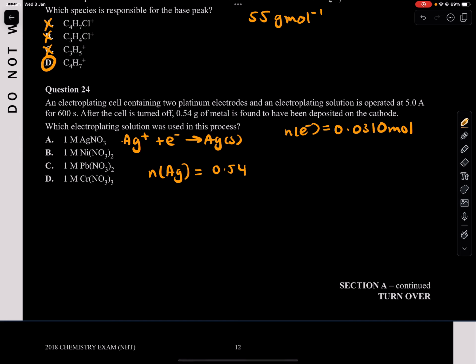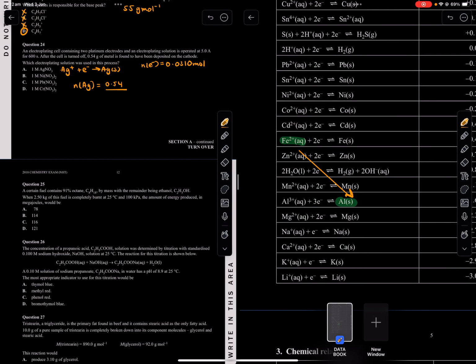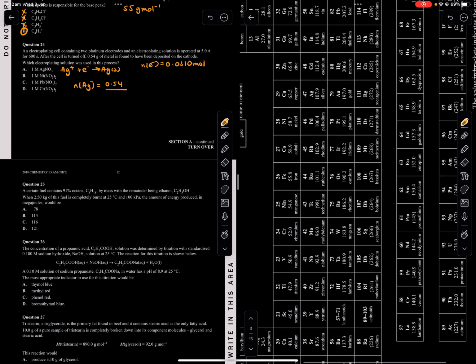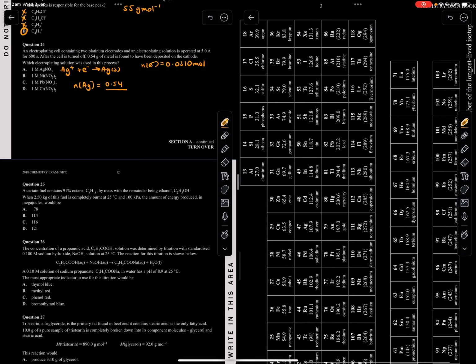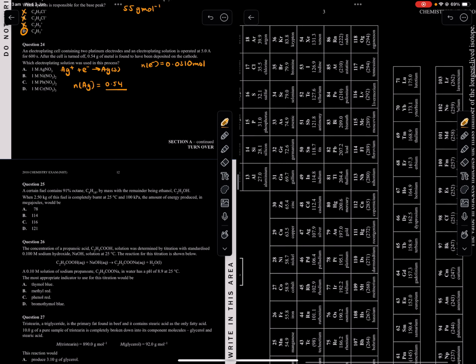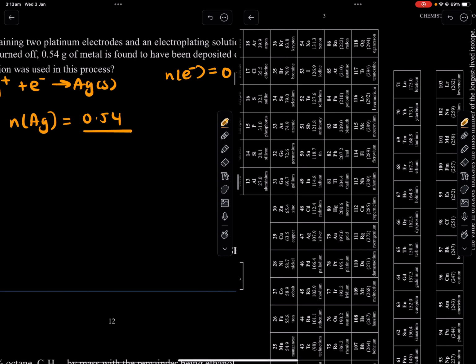Which is 0.54 divided by the molar mass of Ag. What is the molar mass of Ag? It'll be in your formula sheet. So where is Ag? Okay, Ag is 107.9.